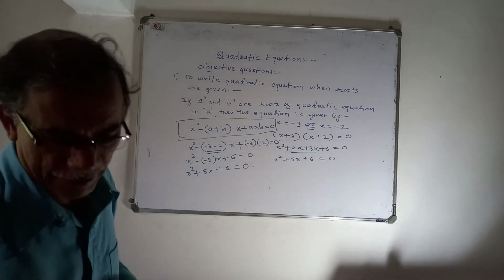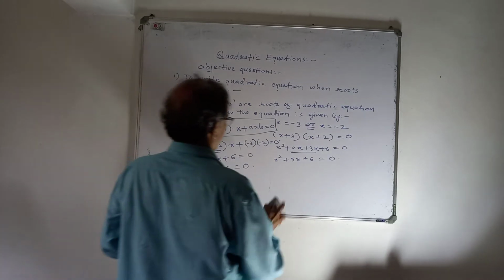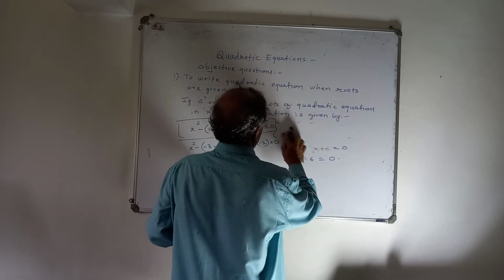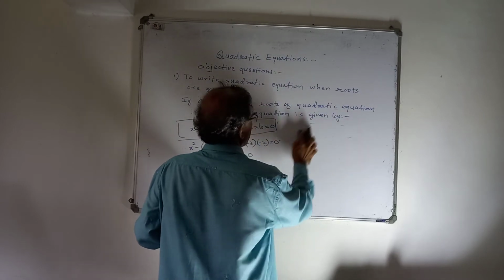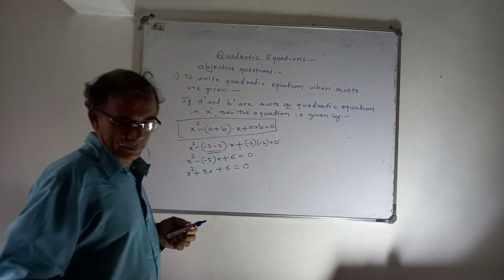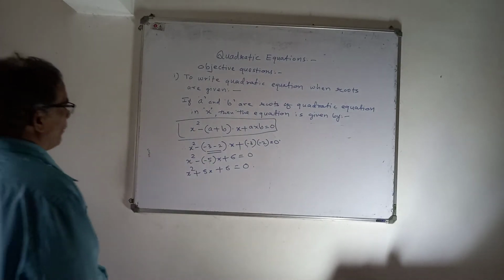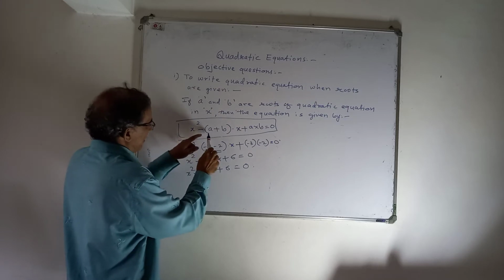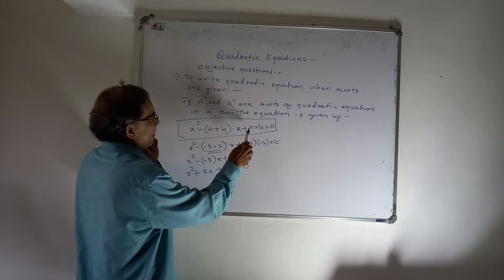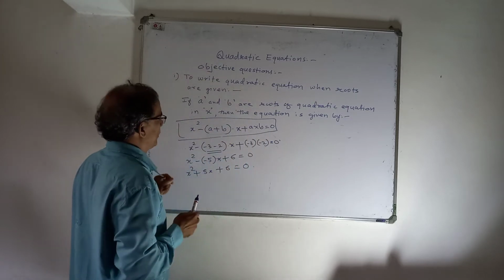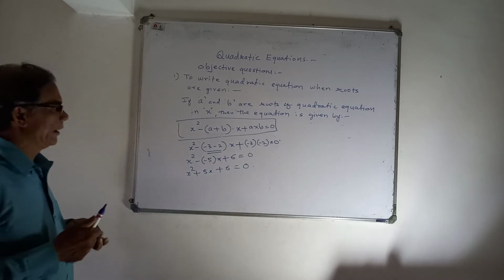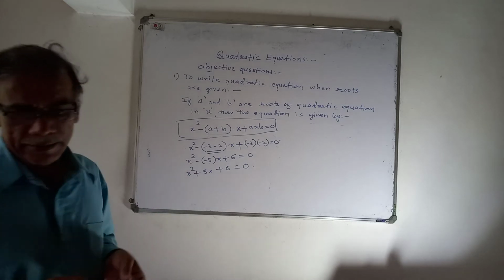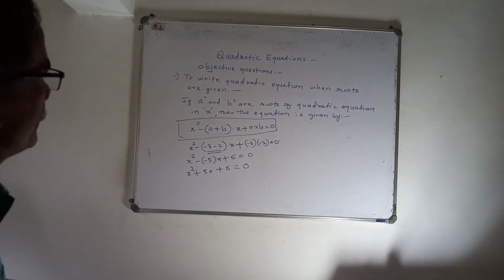So this is how, if you know the roots of the given equation, you can obtain the equation like this. Okay. So this is the formula. What is that? x square minus (a plus b) into x plus a into b, means x square minus the sum of roots into x plus the product of roots is equal to 0. So this is the formula that you have to use to write the quadratic equation. Now see, I shall give you a few examples.